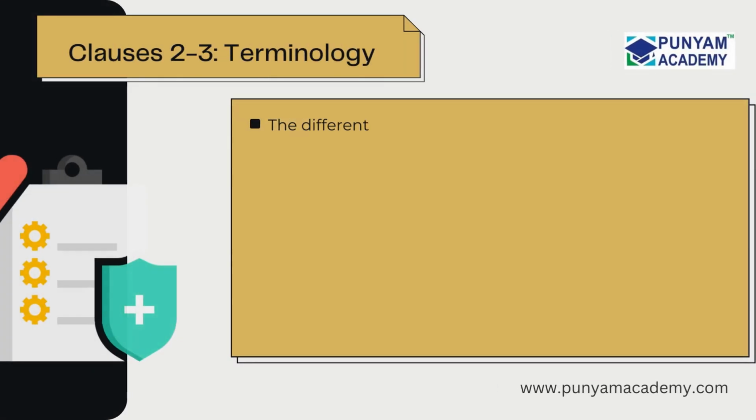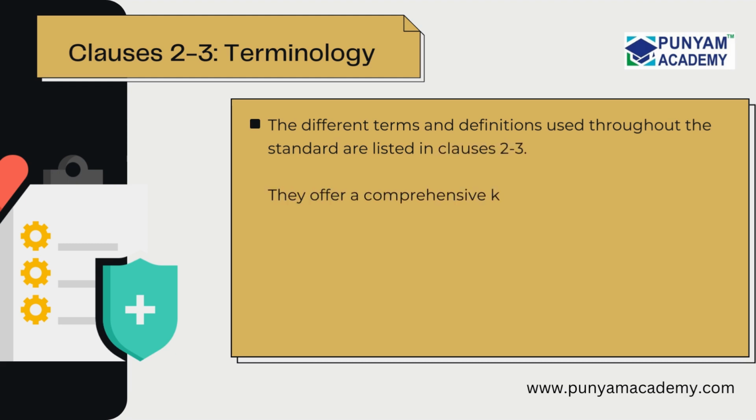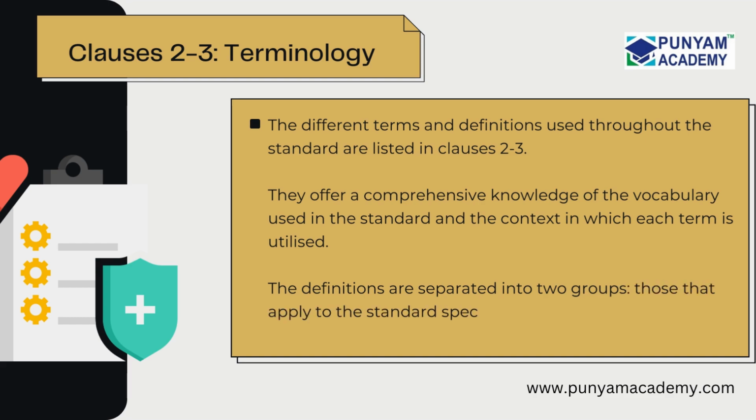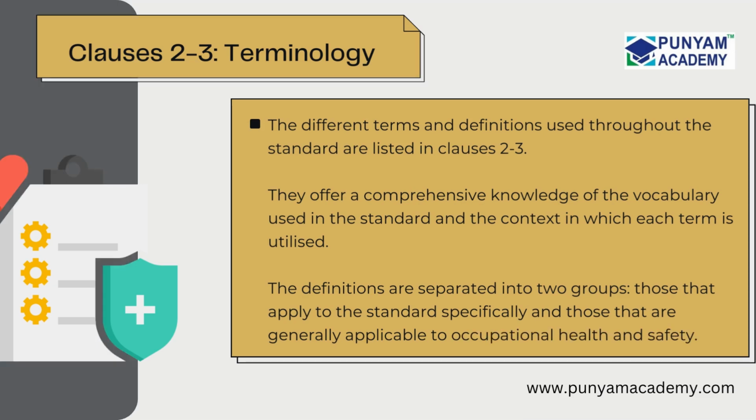Clauses 2 to 3. Terminology. The different terms and definitions used throughout the standard are listed in clauses 2 to 3. They offer a comprehensive knowledge of the vocabulary used in the standard and the context in which each term is utilized. The definitions are separated into two groups, those that apply to the standard specifically and those that are generally applicable to occupational health and safety.